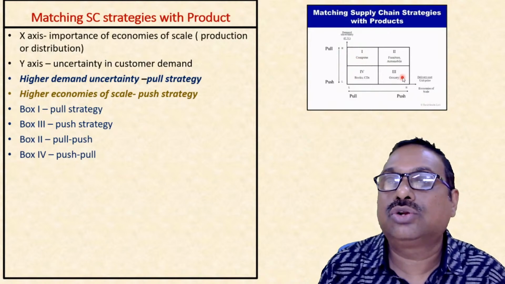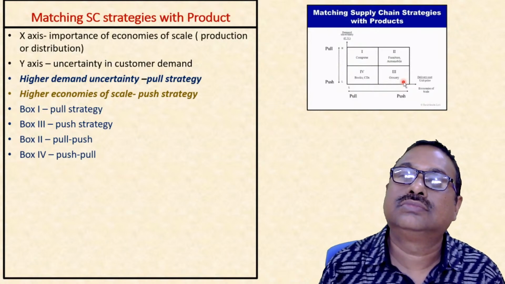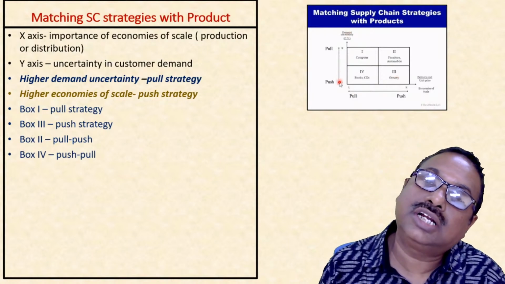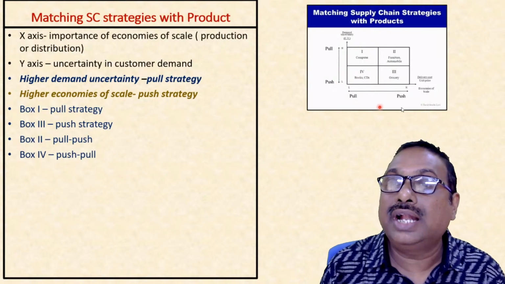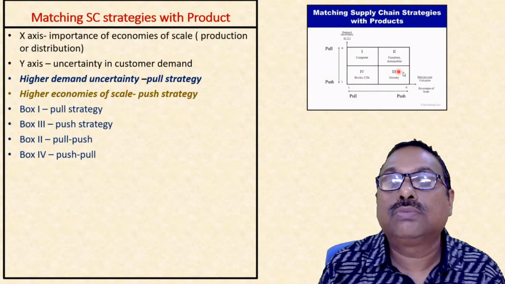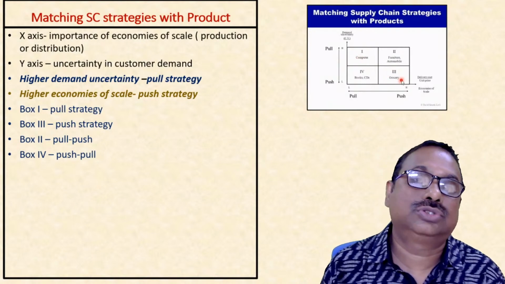Box 3 is your grocery, all these fast-moving FMCG products, right? Here demand uncertainty is low because more or less you know the demand, and economies of scale is high. So this is your pure push strategy. So this is pure pull, pure push.